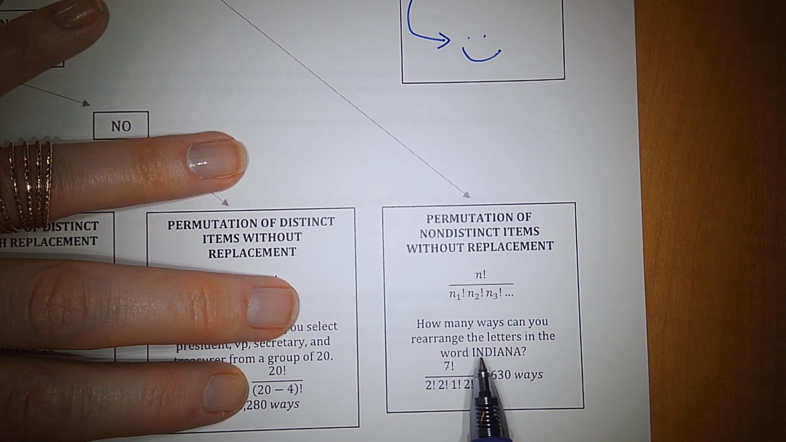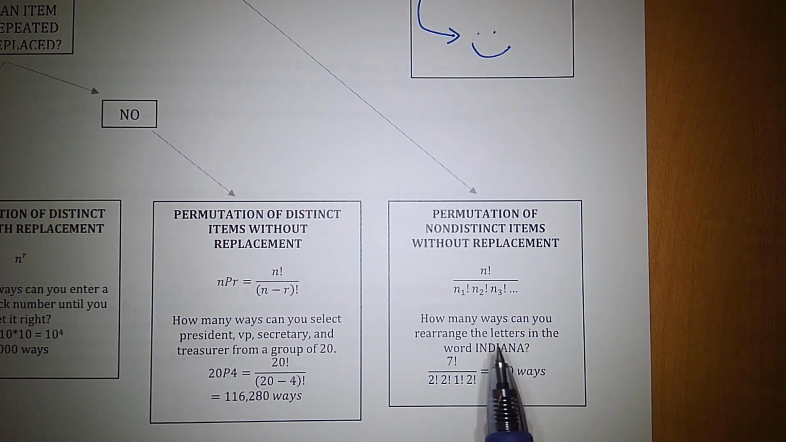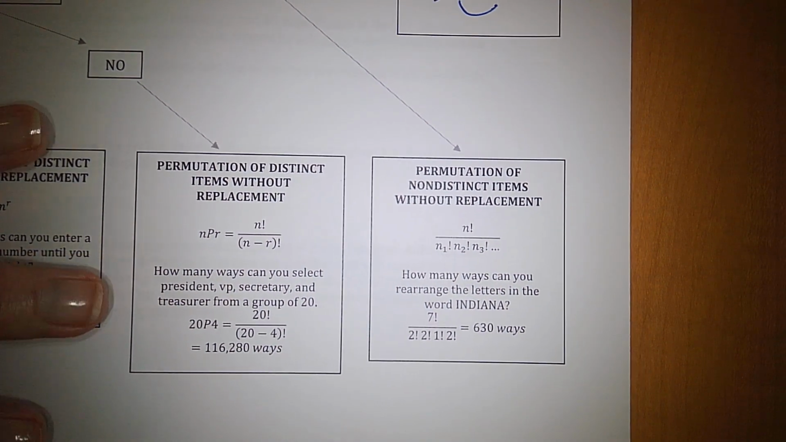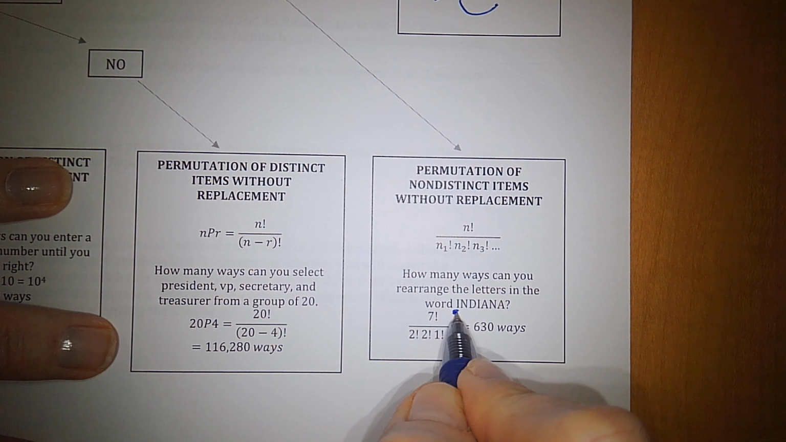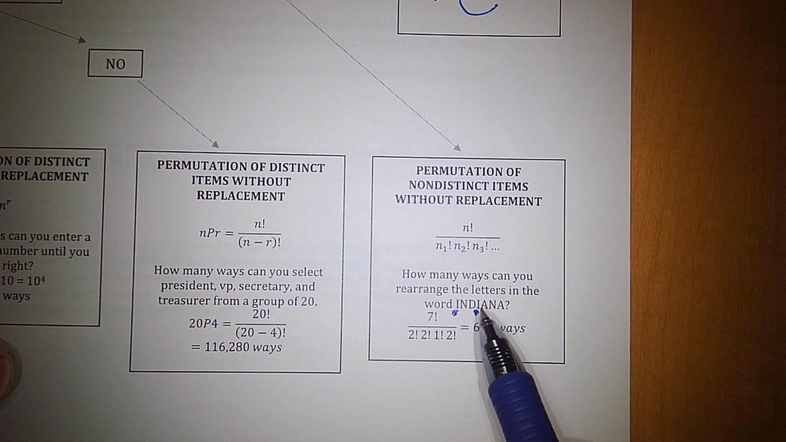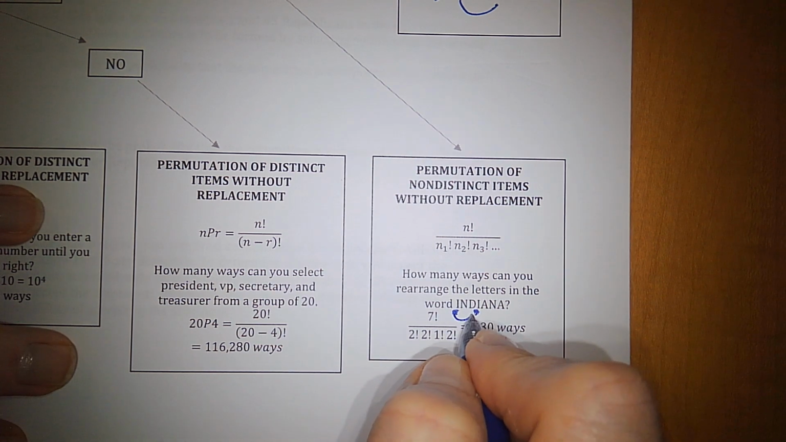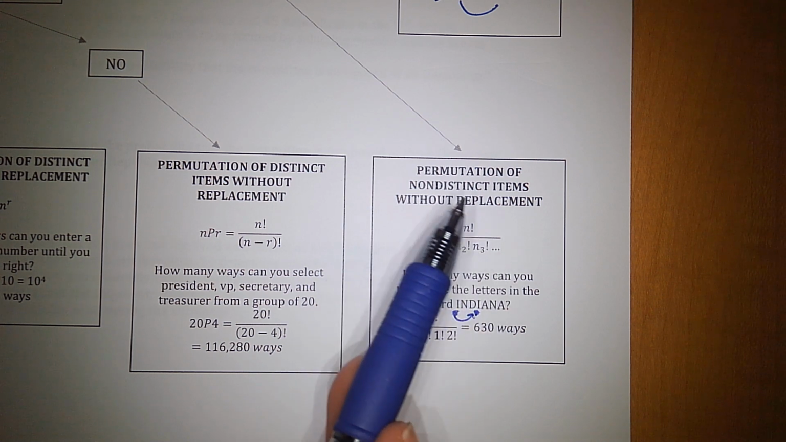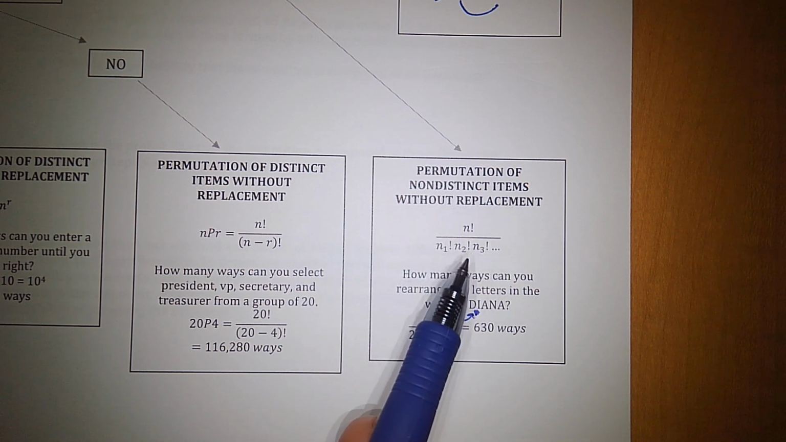An example of that would be, how many ways can I rearrange the letters in the word Indiana? And you'll notice that some of these letters are not unique. If I were to rearrange this I with this I, and I swap the location of that I with the other I, the word doesn't look like it appears to have been changed. Since those letters are not all distinct or unique, we have this scenario here, this formula.